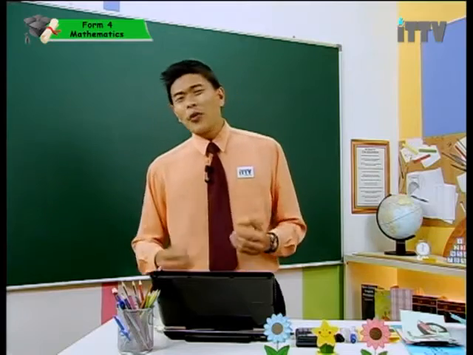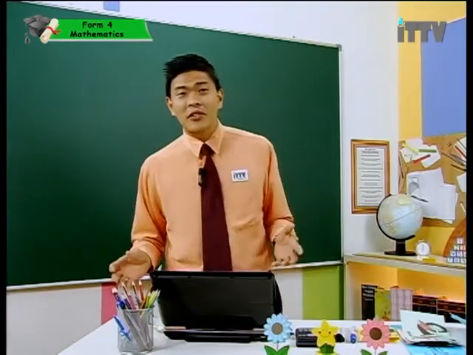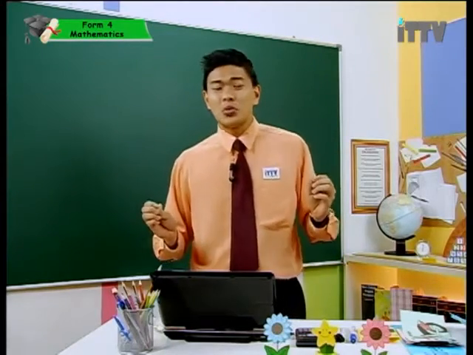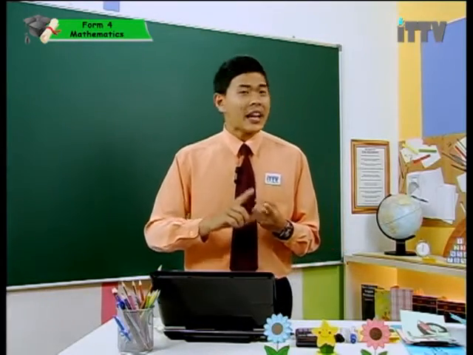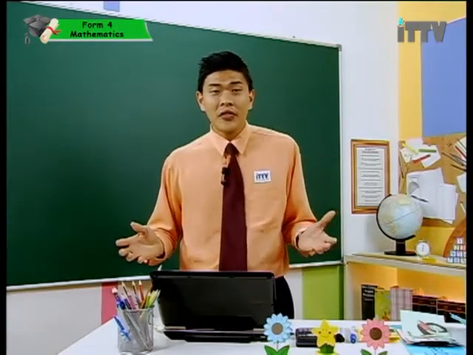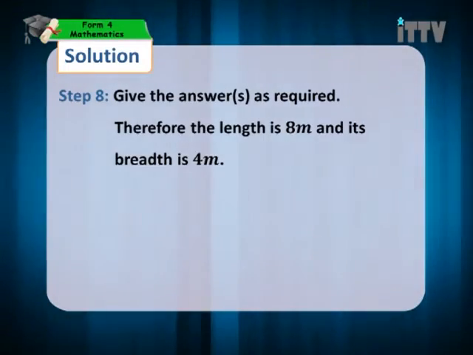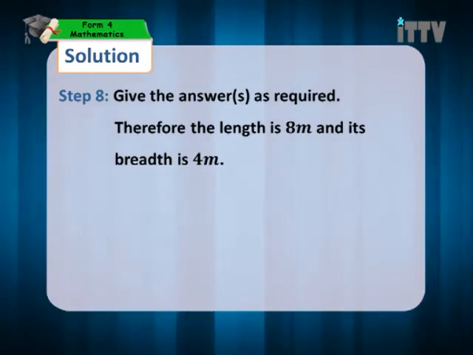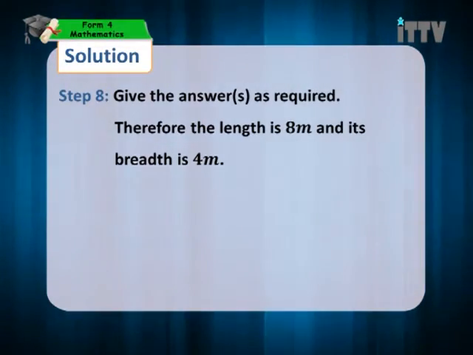So guys, now we have learned to apply what we have learned previously, solving a quadratic equation by factorization using the 5 steps, remember that? But now since we are in a specific situation, once we have gotten the values of x in this case, which are minus 8 and 4, and since x represents the breadth of a rectangular field, x cannot be negative. So, in step 8, give the answers as required. Therefore, the length is 8 meters and its breadth is 4 meters.